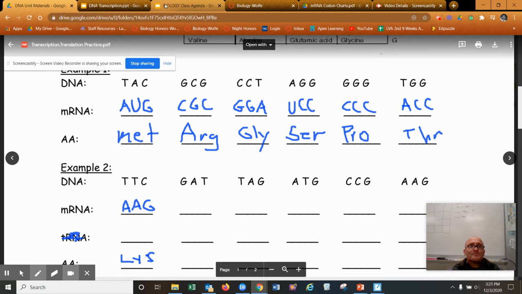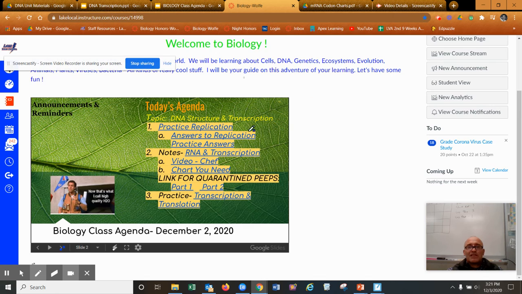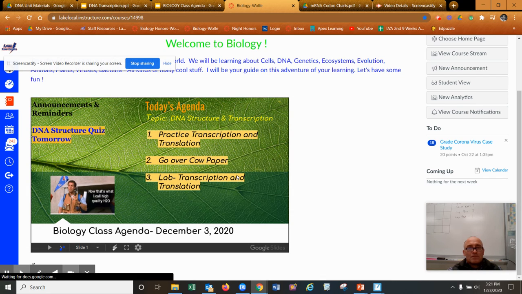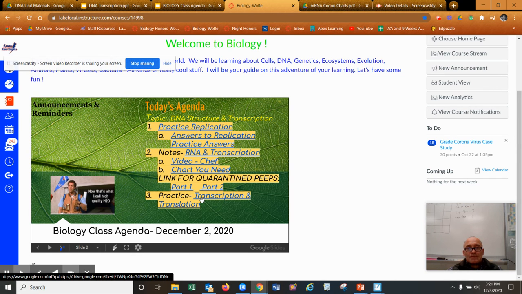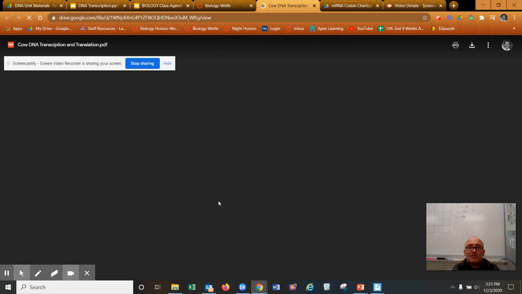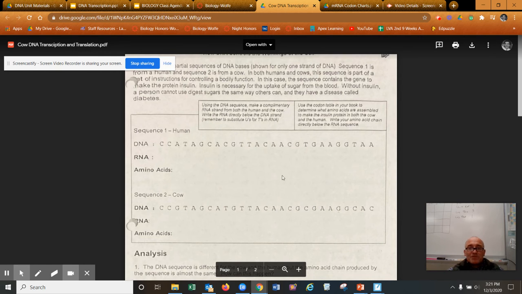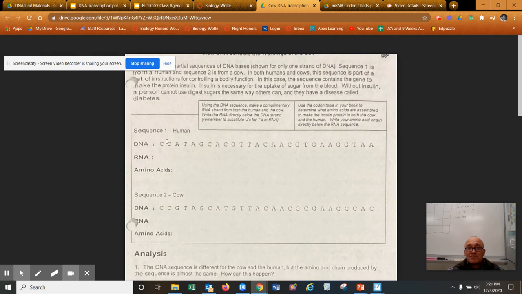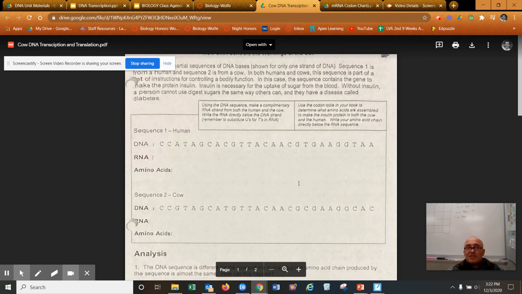Okay. And then next, today we actually went over this cow paper activity. So that was this paper. All I wanted you guys to do was this box right here, which was exactly what we were just doing. You just take these, you write messenger RNA, you look up the amino acids.